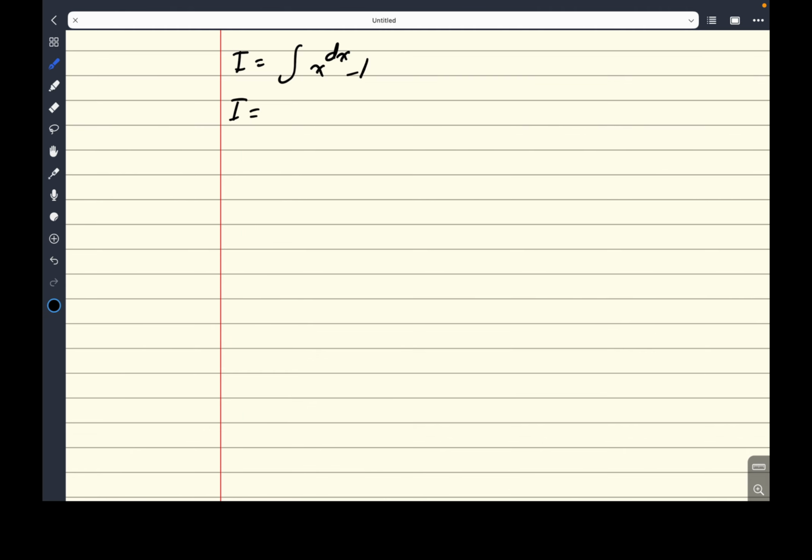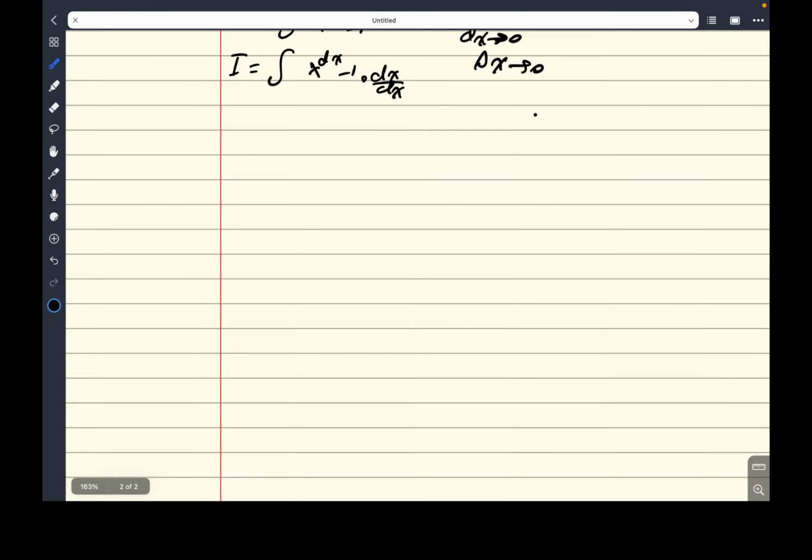What I can do here is say x to the power of dx minus 1 is the same thing multiplied by dx over dx. Keep in mind that dx is a very small change in x, and as dx approaches 0 it is an infinitely small change in x. You might have seen it as delta x, where delta x is very small. So x to the power of dx minus 1 over dx.